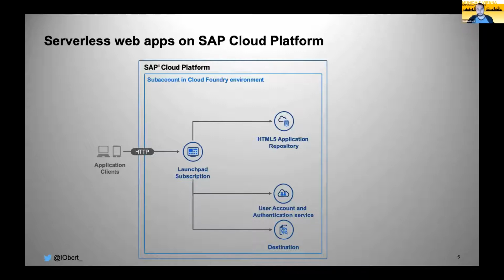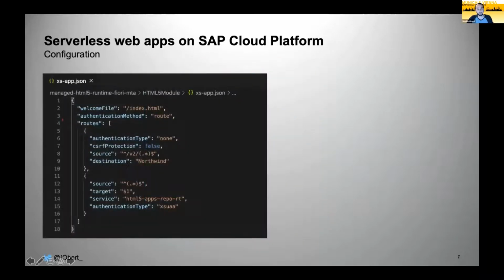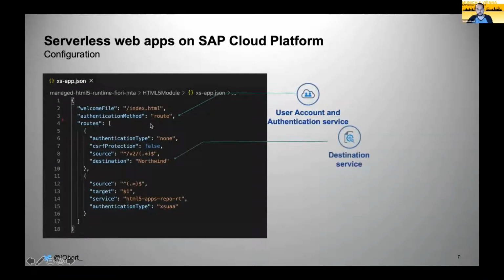I know this is a lot of words and explanations now, but I hope you will understand it better in the demo later, or also in the blog post that is linked at the end. And the configuration of a web application looks exactly the same as what we've seen before. We have this accessapp.json file where we define the UAA service, the destination service, and the HTML5 application repository. But now this is the configuration of our web application.